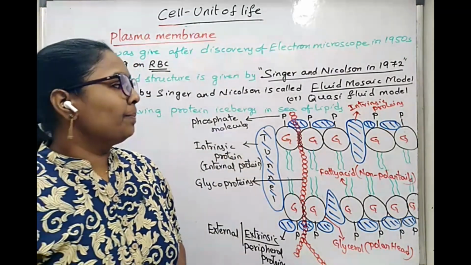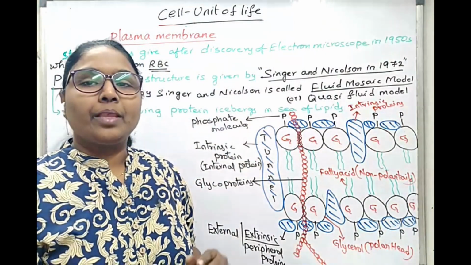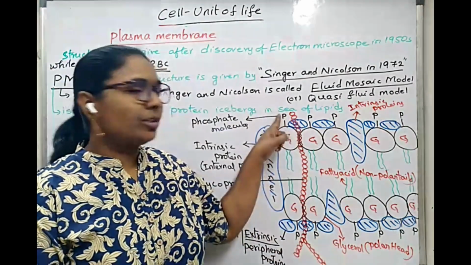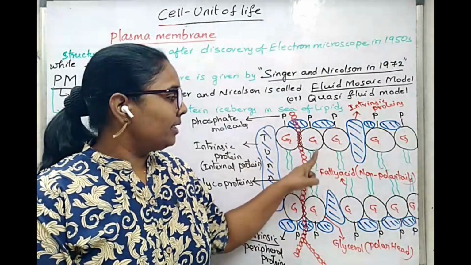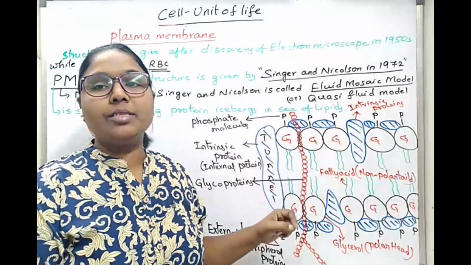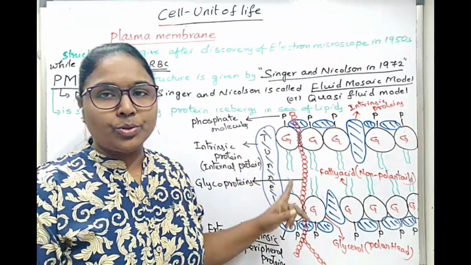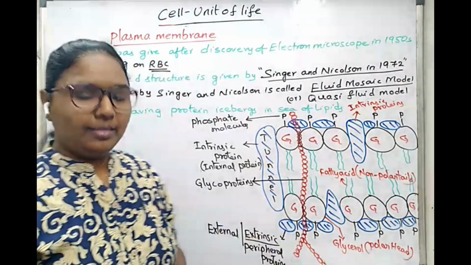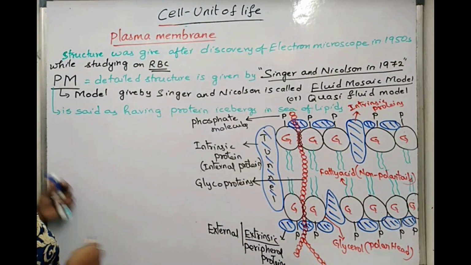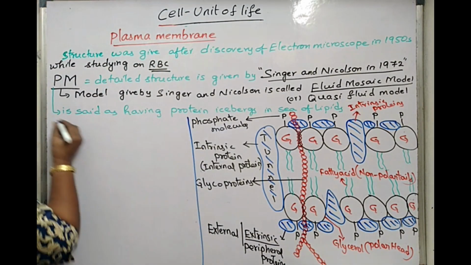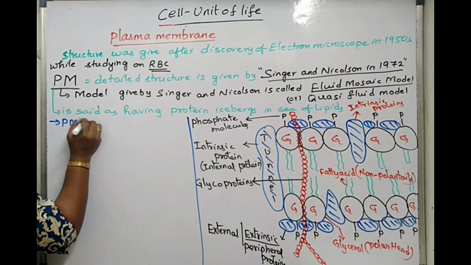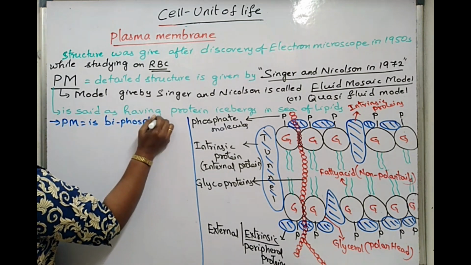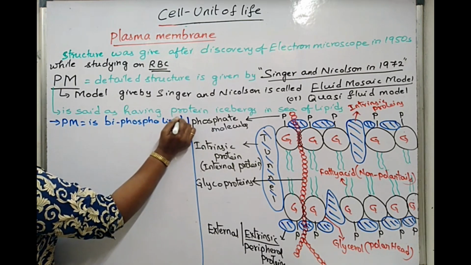Now, plasma membrane is also called as biphospholipid layer. Two sides phosphates are there, and this is completely made up of more number of lipid molecules. So it is called as bi. Bi means two in number. So two phospholipid layers. We will see some of the points related to that. Plasma membrane is biphospholipid layer.